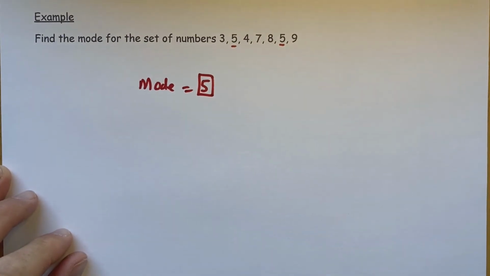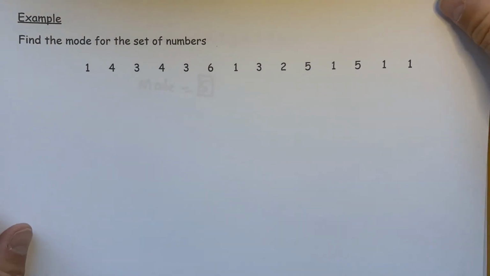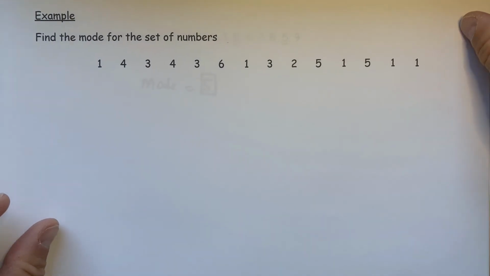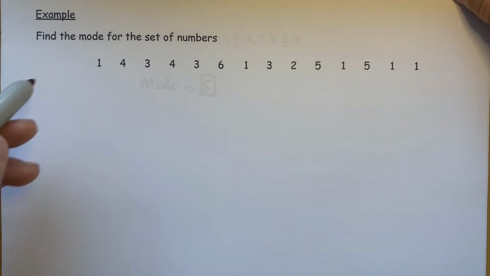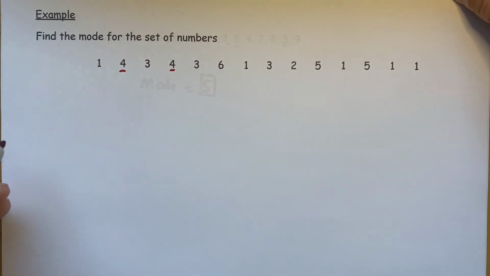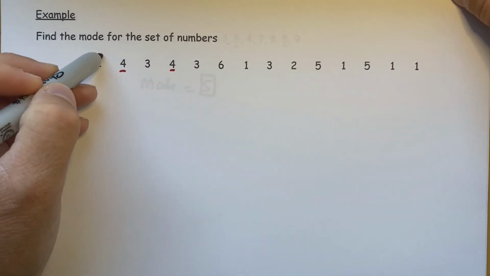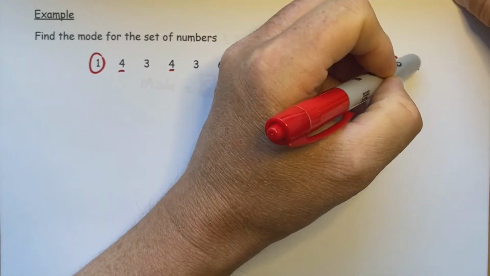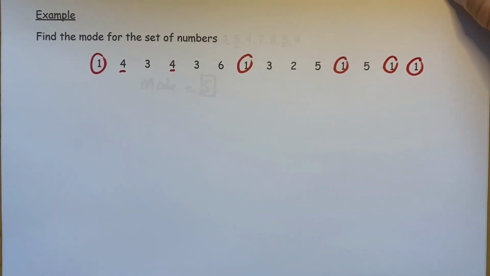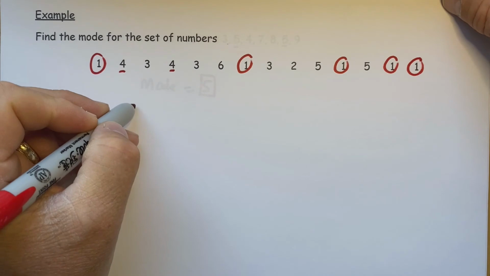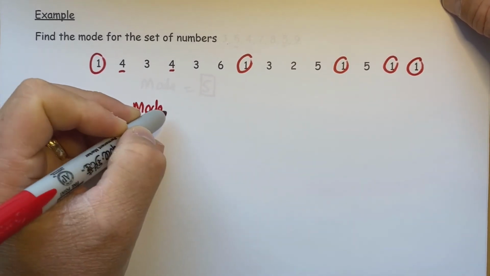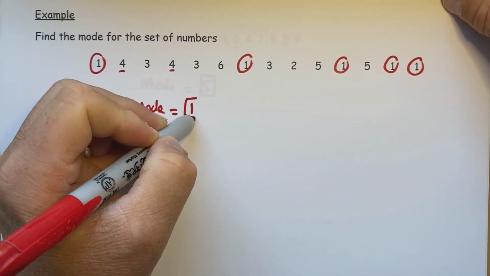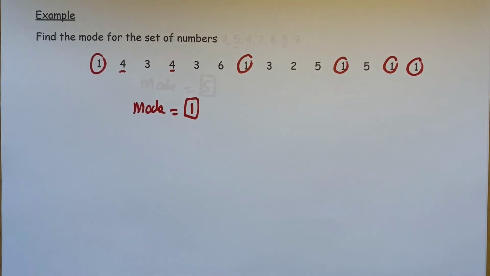Back that up with a similar example. You can see that 4 occurs twice here, but so does 5, but 1 seems to stick out like a sore thumb. 1 occurs a total of 5 times, so the mode is 1 because it occurs 5 times compared to all the others.